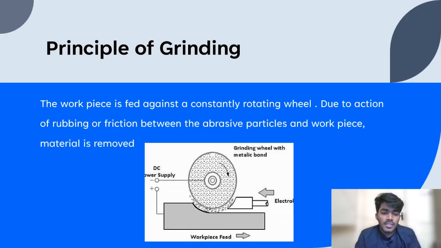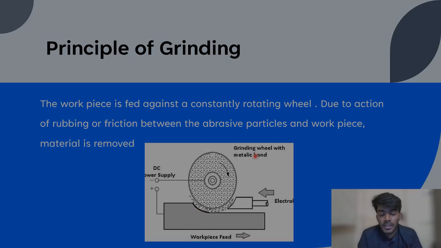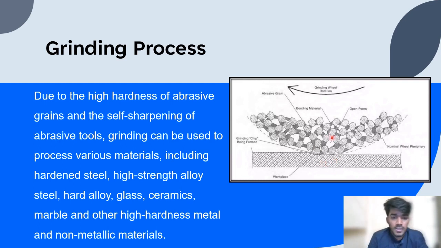Now let's see about the principle of grinding. In this we can see that this is the workpiece and this is a rotating wheel. Since the workpiece is fed against a rotating wheel, due to the action of rubbing and friction in this area, we can see some of the material is removed from the workpiece, and this is called the principle of grinding.